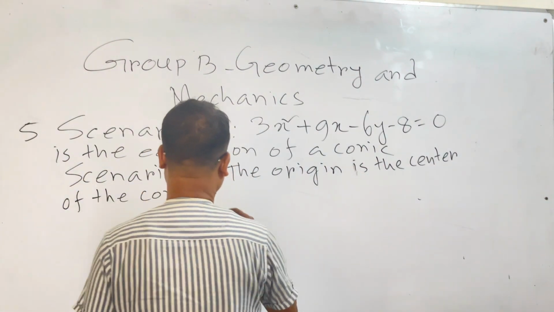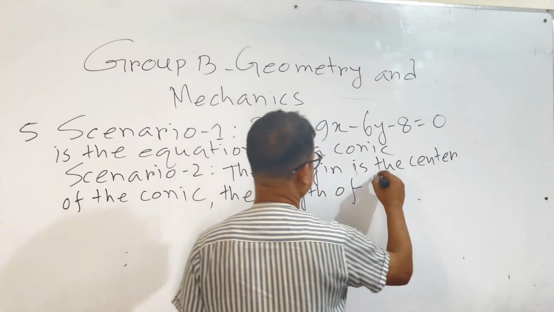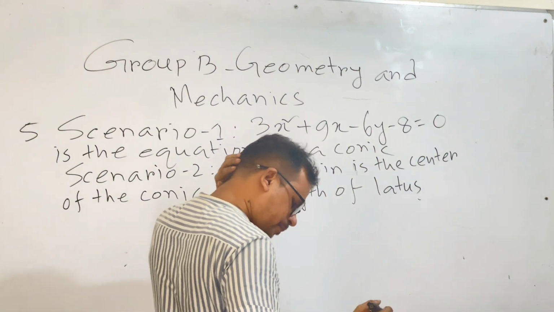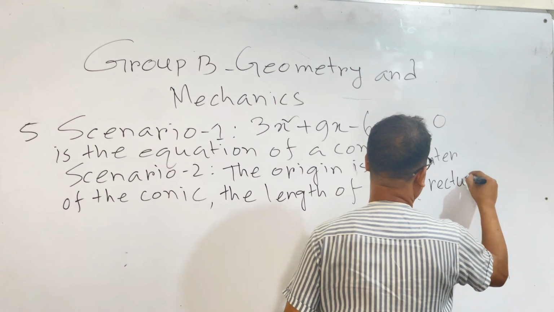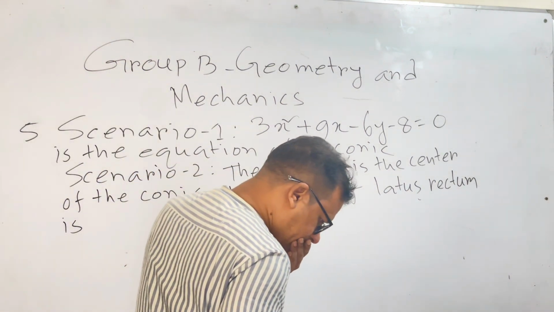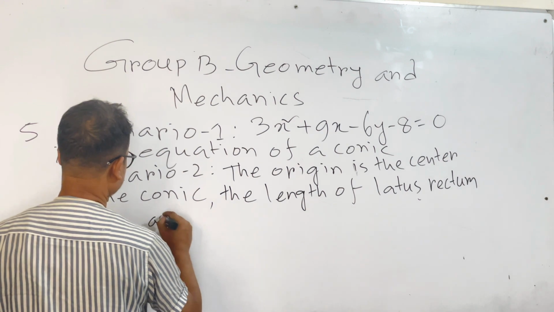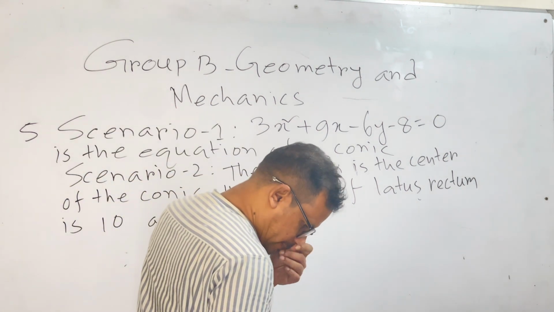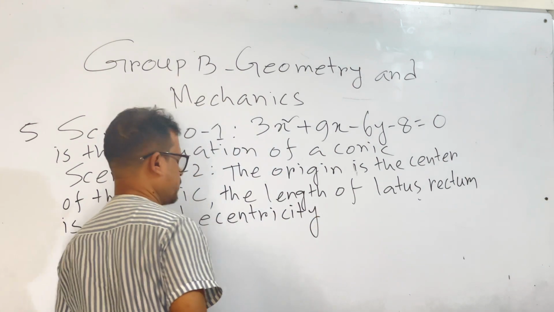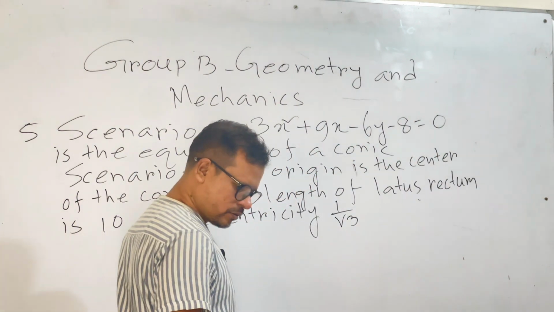The length of the latus rectum is 10 and eccentricity is 1 over root 3.